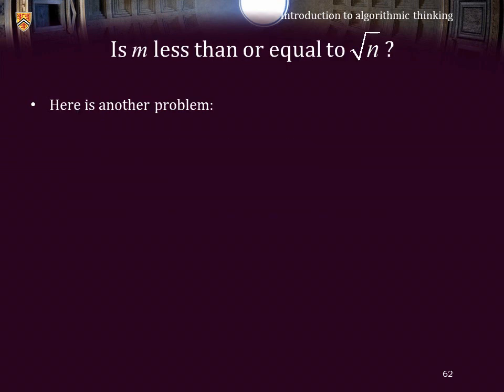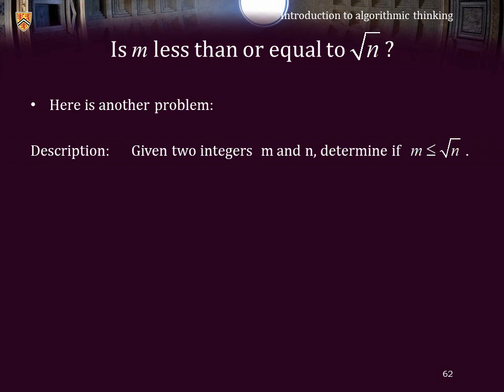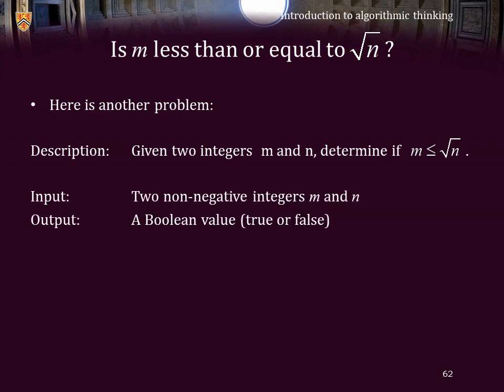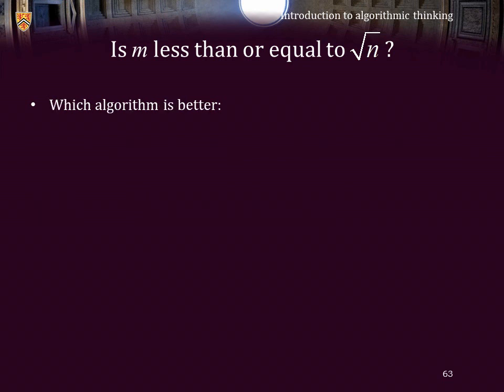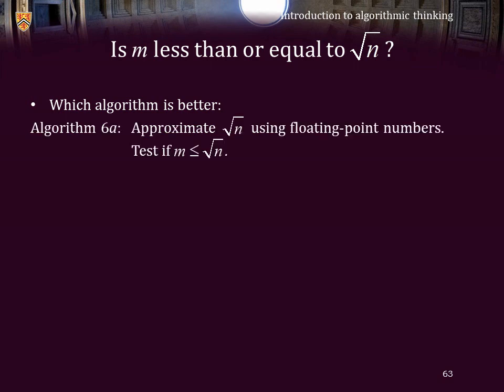Now we're going to look at something that seems to be a lot easier. Is m less than or equal to the square root of n? That's the problem description. The input are two non-negative integers m and n, and the output is a Boolean value. So to solve this problem, which algorithm do you think is better? This algorithm, first approximate the square root of n using floating point numbers, and then test if m is less than or equal to that calculated square root.